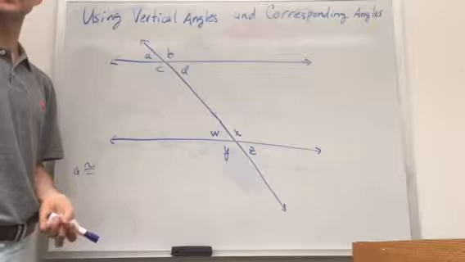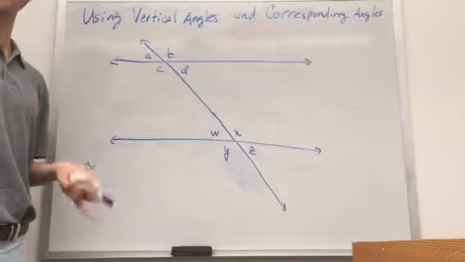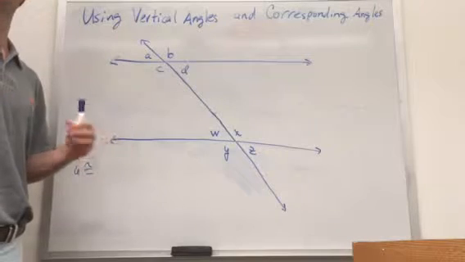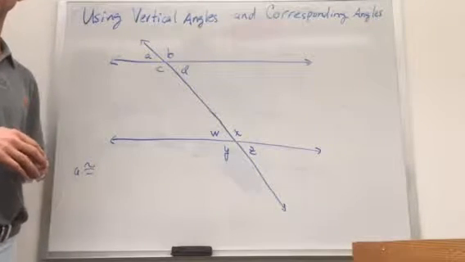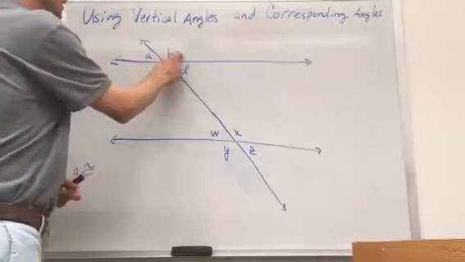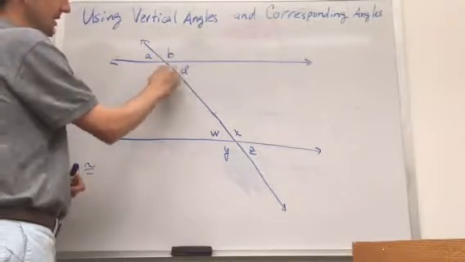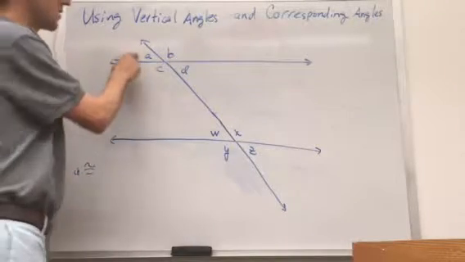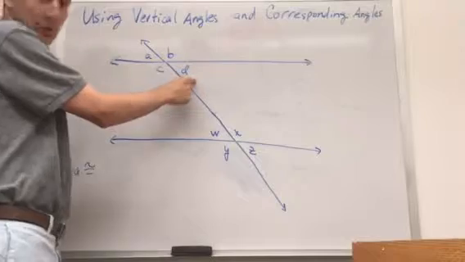Stop and think for a minute. Is there a pair of vertical angles that you can identify? And then what do you know about vertical angles? So, if you said that B was vertical with C, you'd be correct. Likewise, if you said that A was vertical with D, you'd be correct.